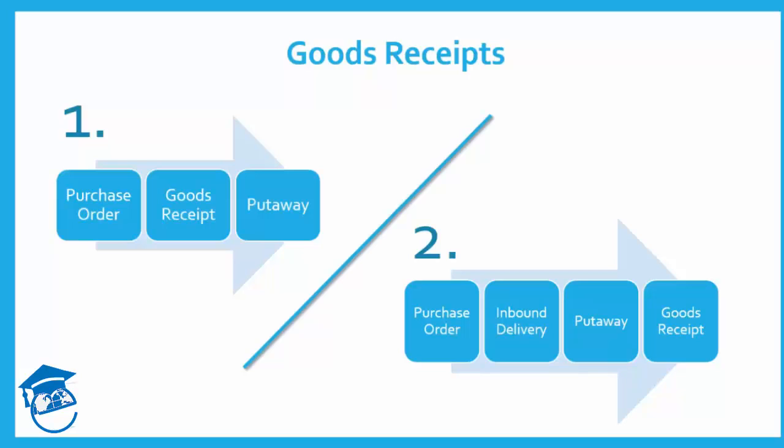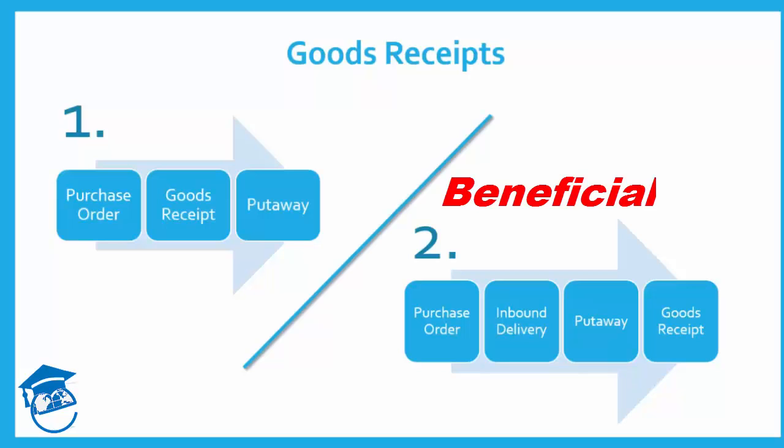But with the second type of goods receipt, we have a purchase order from which we create an inbound delivery, and then we put away the stock into storage. Only after that do we then post our goods receipt, meaning that our goods receipt is posted after our stock levels have been replenished, because the goods have already been put away when our goods receipt is posted.